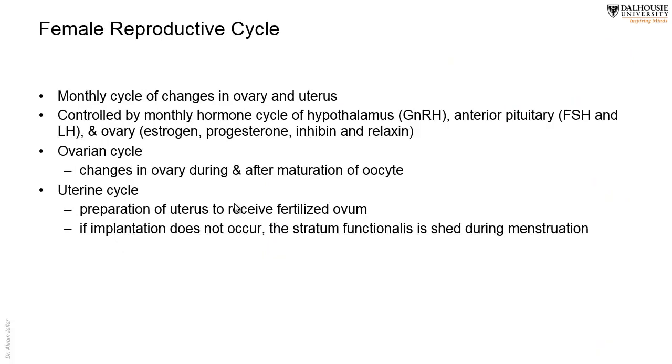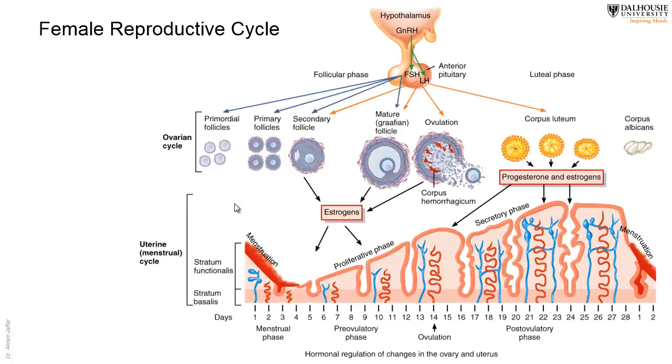peritoneum. So the monthly cycle or reproductive cycle, it's a monthly cycle. Actually, it's a 28-day cycle of changes in the ovary and the uterus. So we have 2 cycles, the ovarian cycle and the uterine cycle. And this is controlled by hormones. Many of them you are familiar with. The main control is the hypothalamus, as you can see here.